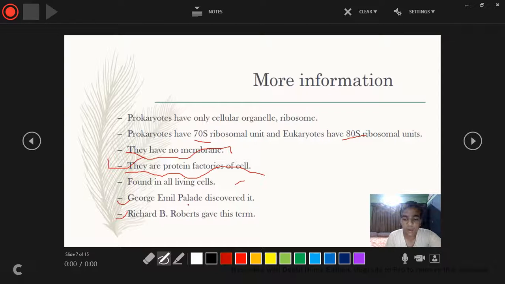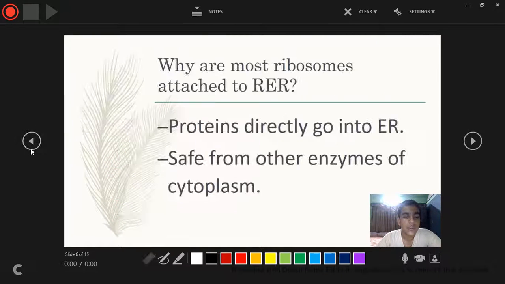Discovery is very important. Short questions come from here. George Emil Palade discovered it, and Richard B. Roberts gave this term, ribosome. Why it was given that name, you ask him. I don't know that.